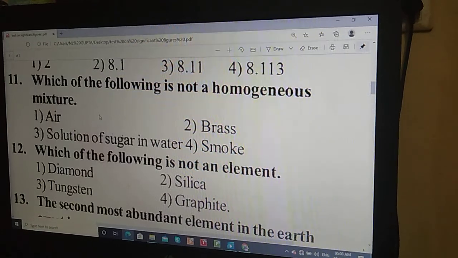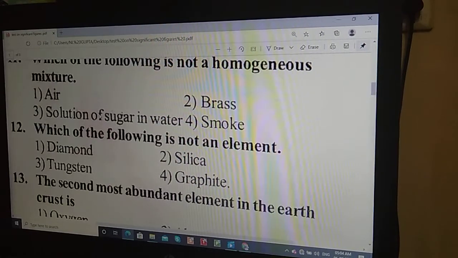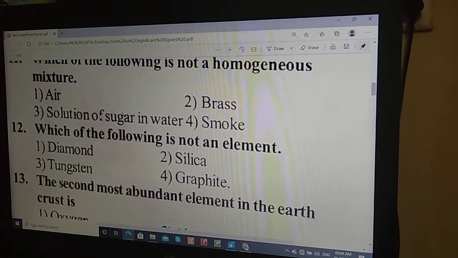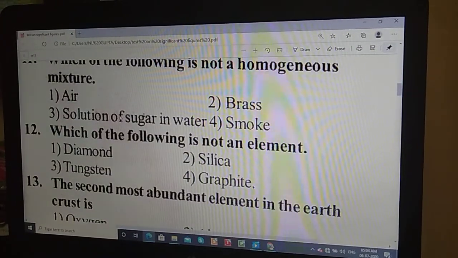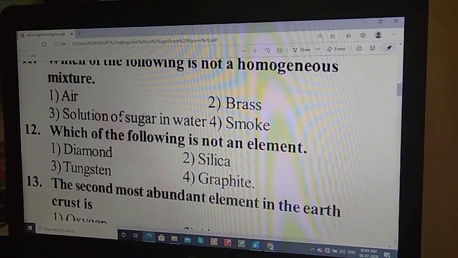Okay. Now question number 12, student. What is question number 12? Which of the following is not an element? So diamond is there, tungsten, silica, student, and graphite. So silica is not an element, student. Silicon is an element, but silica is not.